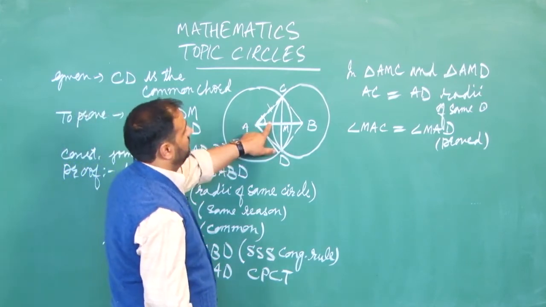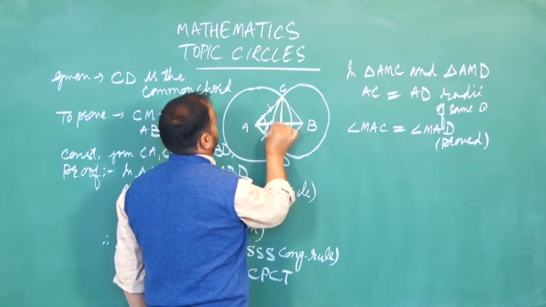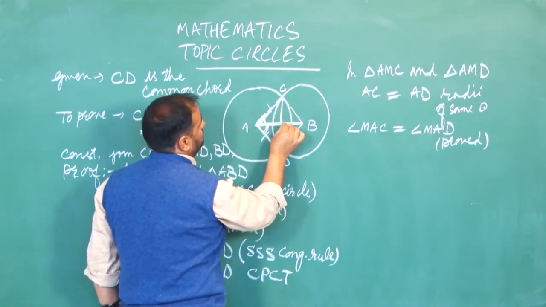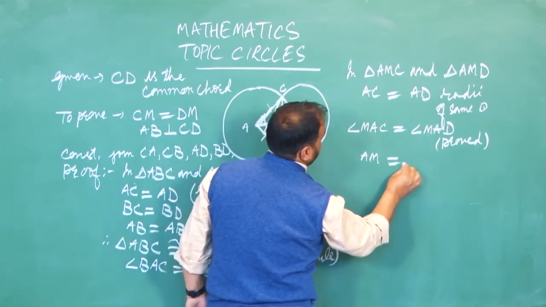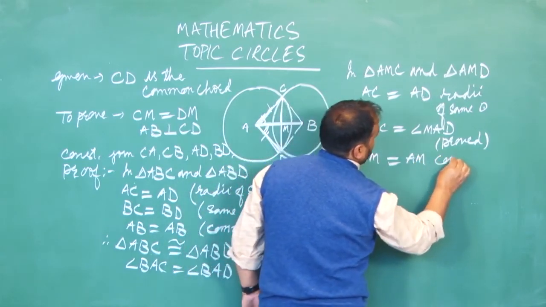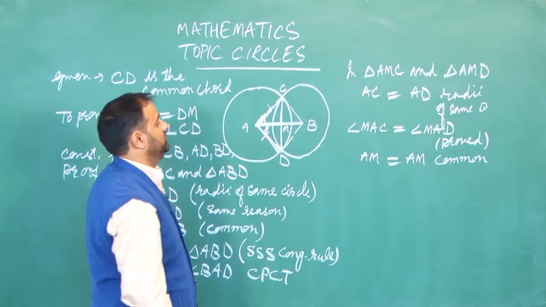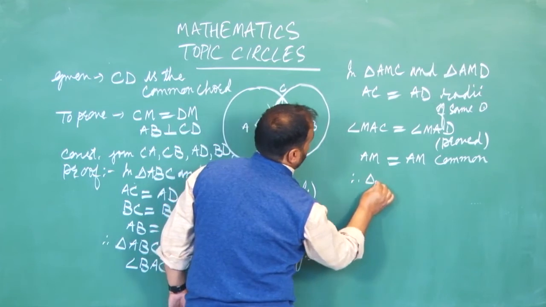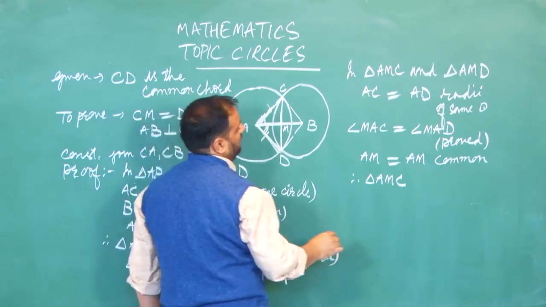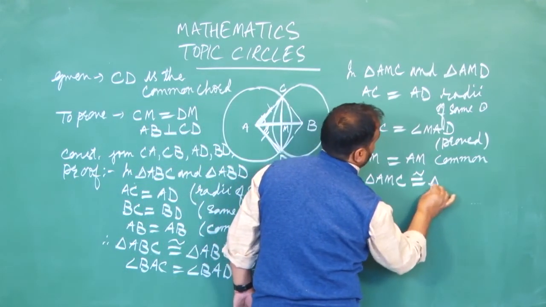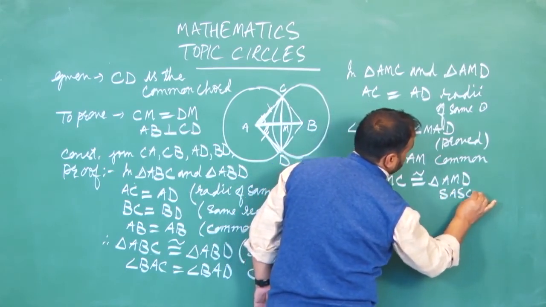And then AM happens to be the common side for both the triangles. AM is the side for triangle AMC. AM is also the same side for triangle AMD. We can write AM is equal to AM common. Hence, both the triangles become congruent. This time, we have proved two sides and the including angle are equal, and this becomes congruent. We say side angle side congruency rule.